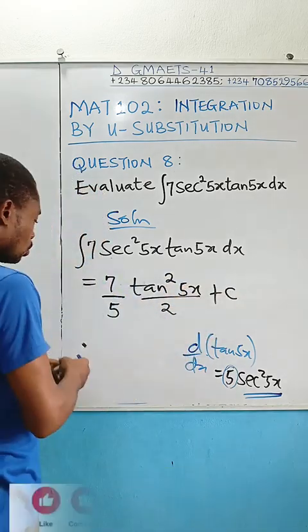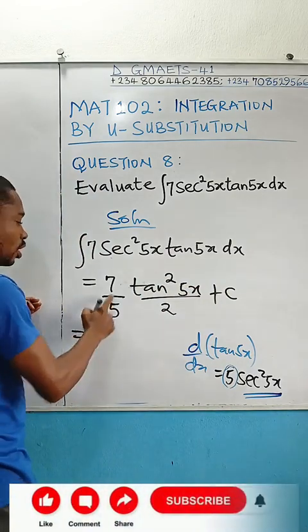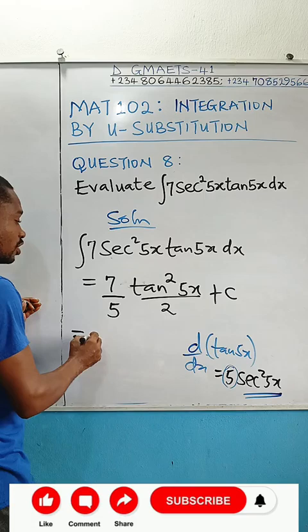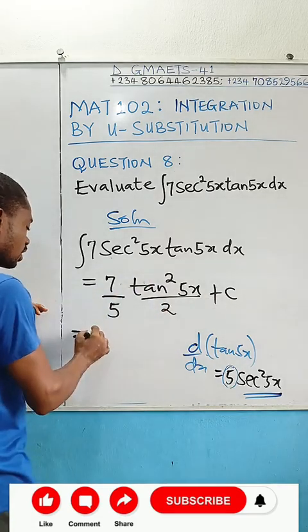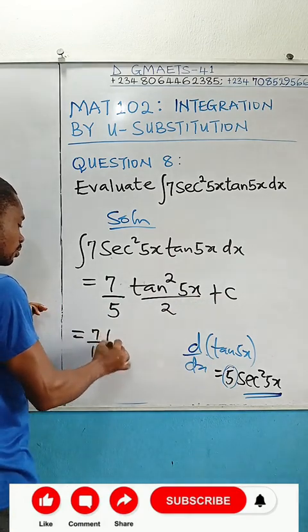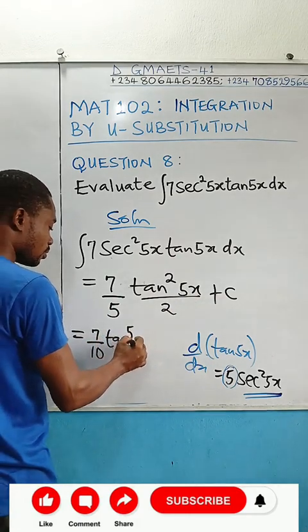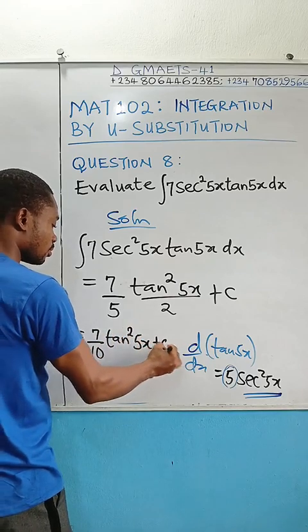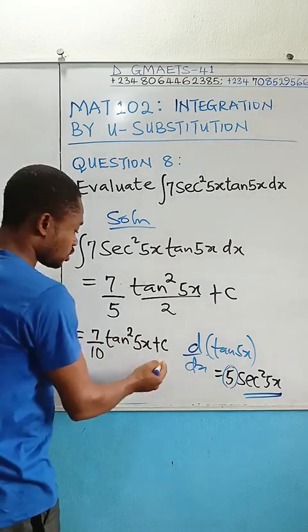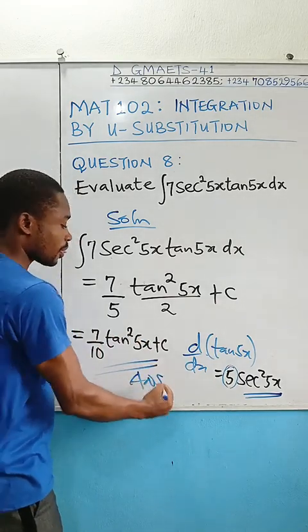So in conclusion, we can say that the integral is now equal to, 5 times 2 gives you 10, so 7 over 10 square tan 5x plus c. And this, of course, is our solution.